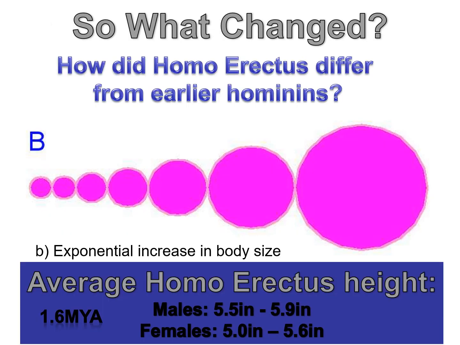So how did Homo erectus really differ from earlier hominins? Well, we have an exponential increase in body size over time. The average Homo erectus height at around 1.6 million years ago for males was around 5 feet 5 inches to 5 feet 9 inches. For females, it was 5 feet to around 5 feet 6 inches. So this is really close to modern human heights, right? It's just a little bit shorter than the average heights today.